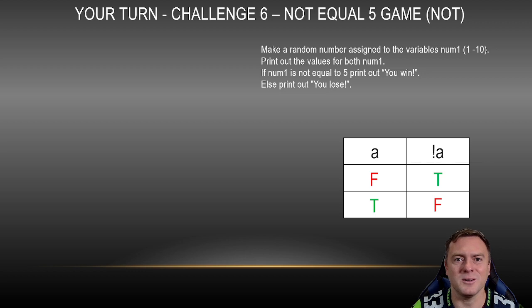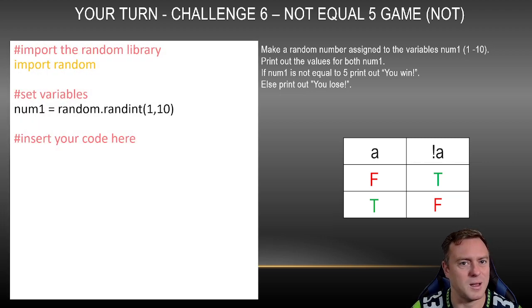So here's a little challenge. Pause the video once you've had a read. Make a random number generated from 1 to 10, and print out the number for num1. If num1 is not equal to 5, print out you win, else print out you lose. Have a go there. Use the random library generation that we did before, and then just change the code slightly.